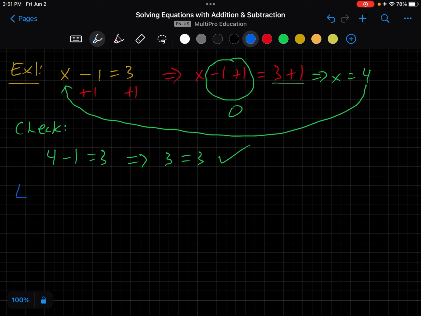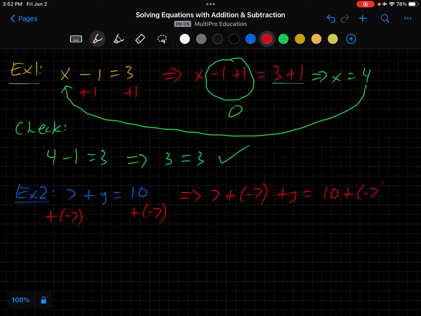Let's look at another example here. Example 2. Let's say that we have 7 plus y is equal to 10. Now, this time, instead of adding a positive number, I want to add a negative number. So in this case, I want to add minus 7. So I want to add minus 7 over here. Okay? So if we get 7 plus minus 7 plus y is equal to 10 plus minus 7.